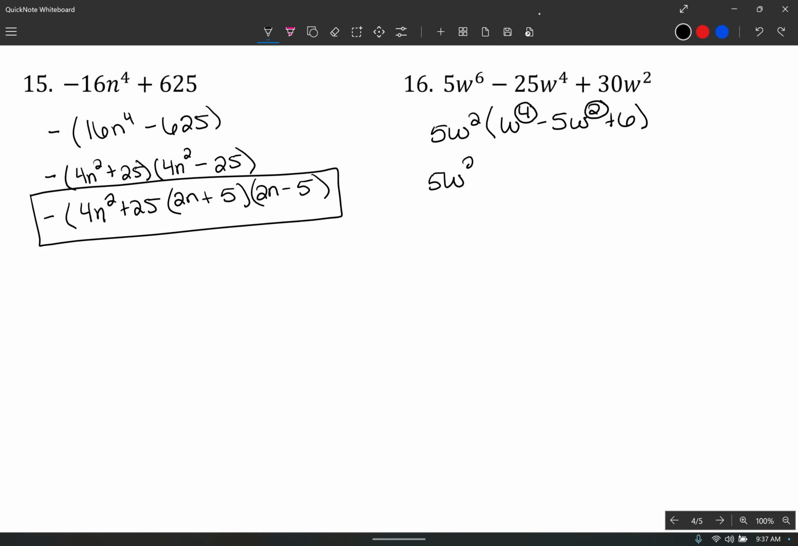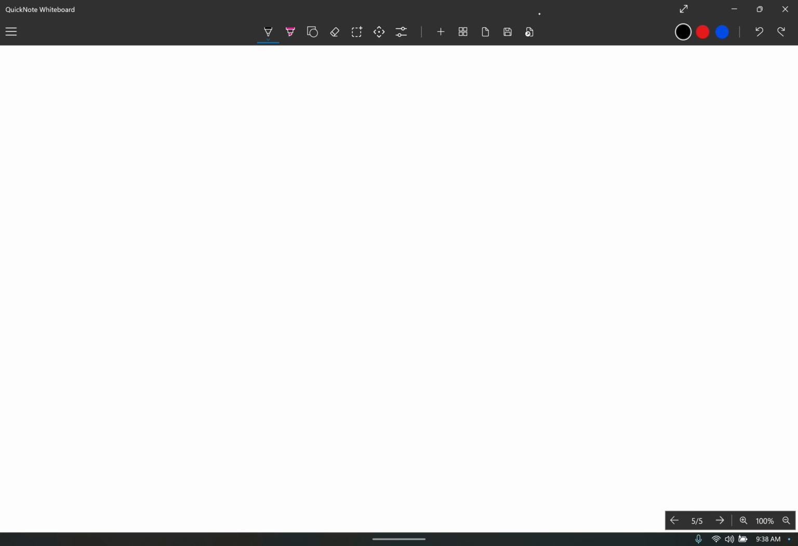So I keep my 5w squared out front, and I will factor back here. I have two minus signs. I need w to the 4th, so that would be w squared, and what multiplies to make 6 that adds to make 5 is 3 and 2, and those cannot be factored any further.